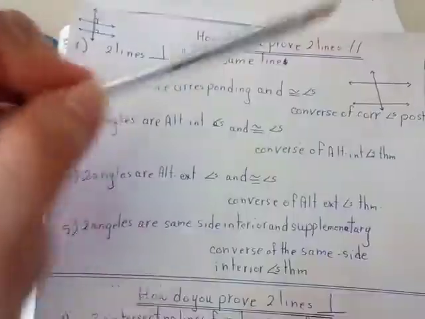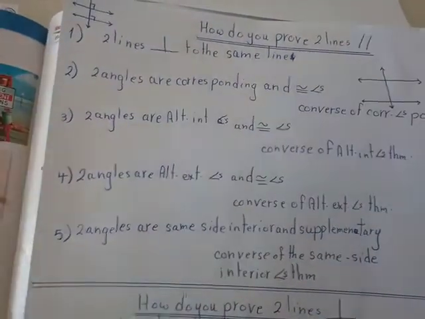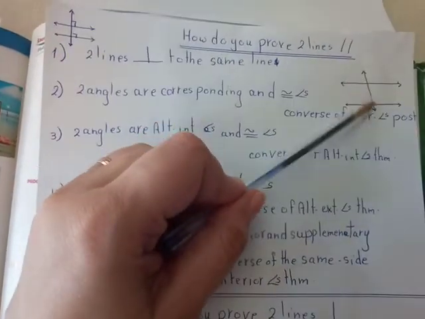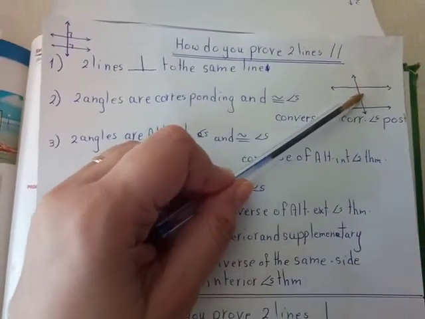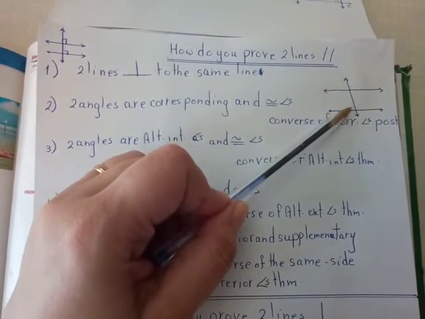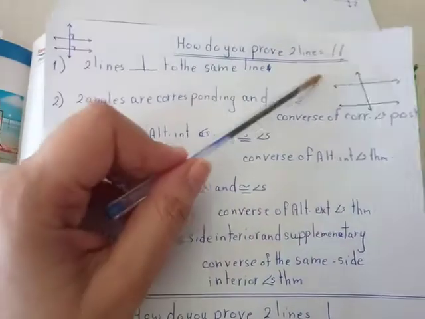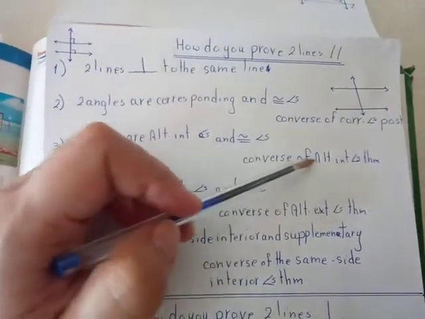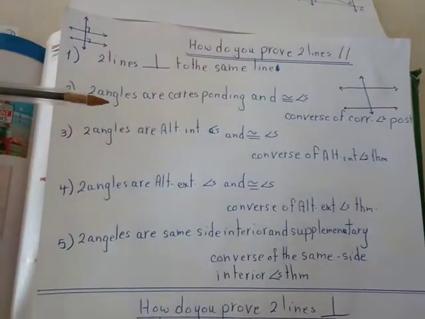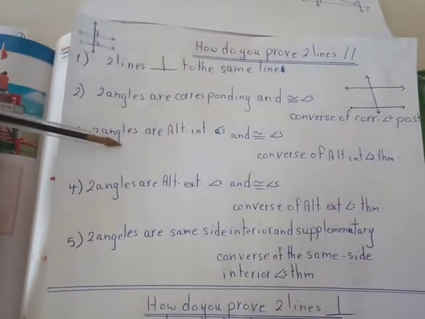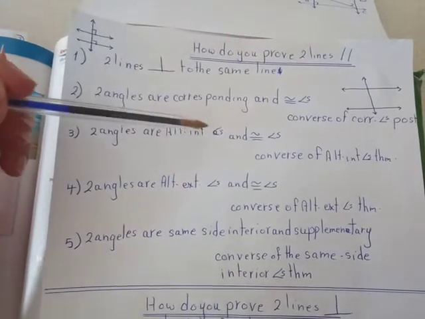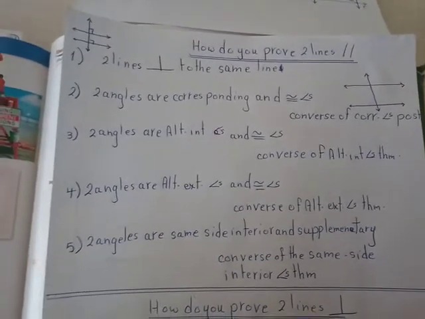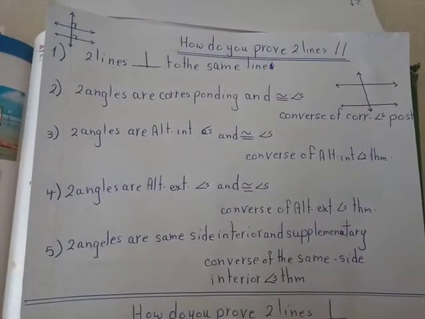Understood? In the same way, we can prove it if we have two alternate interior angles, the Z shape. This angle and this angle, alternate interior angles, and they are congruent, so the two lines are parallel. Why? Because of the converse of alternate interior angles theorem. Okay, so if we have two angles that are alternate interior angles and at the same time they are congruent, the two lines will be parallel because of the converse of alternate interior angles theorem.